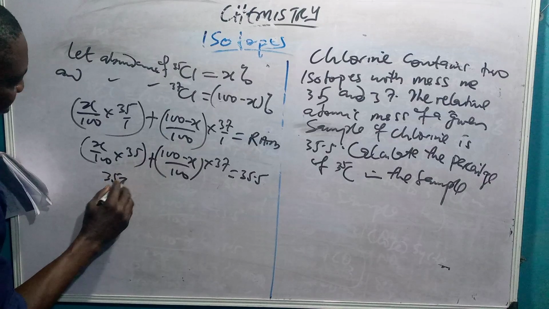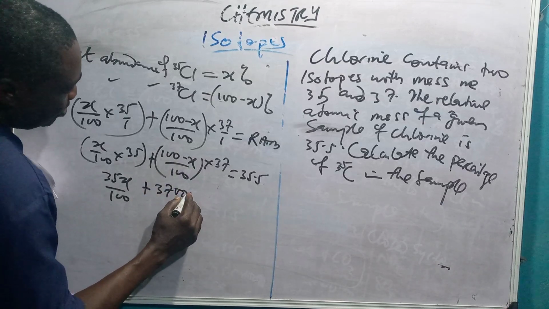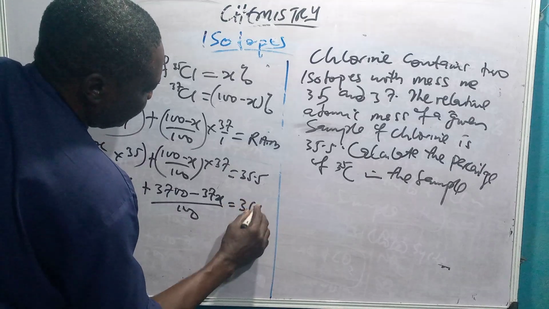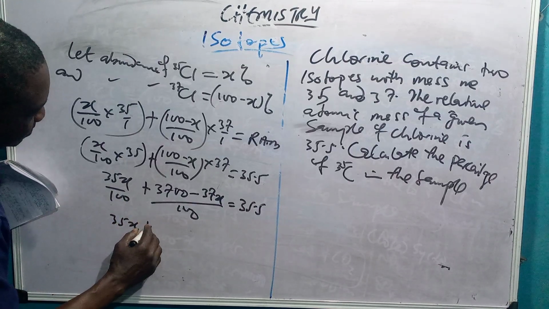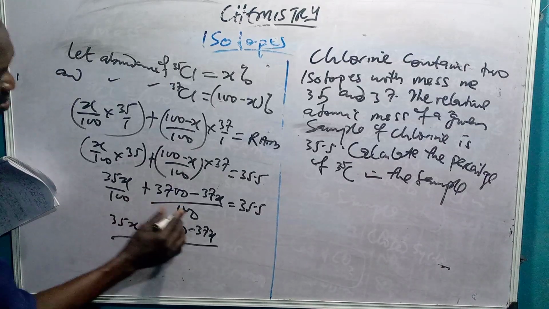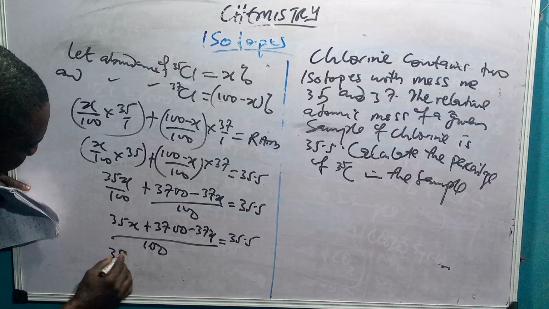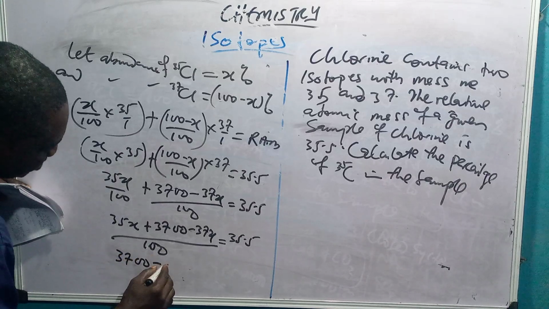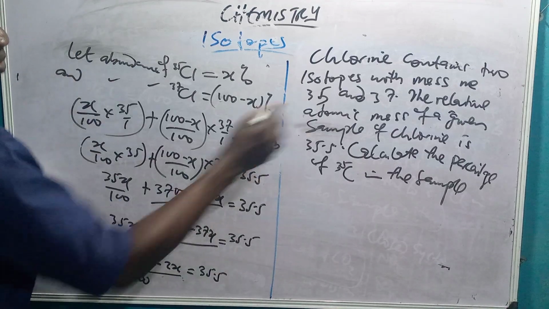Then you now multiply: 35X over 100 plus 37 times 100, which gives you 3700, minus 37X over 100, equals 35.5. You can continue from here, whichever method you know how to evaluate. You now have 35X plus 3700 minus 37X over 100, because they all have the same denominator, equals 35.5. Then you can now say 35X minus 37X, instead of wasting time, just subtract it. 3700 minus 2X over 100 equals 35.5.